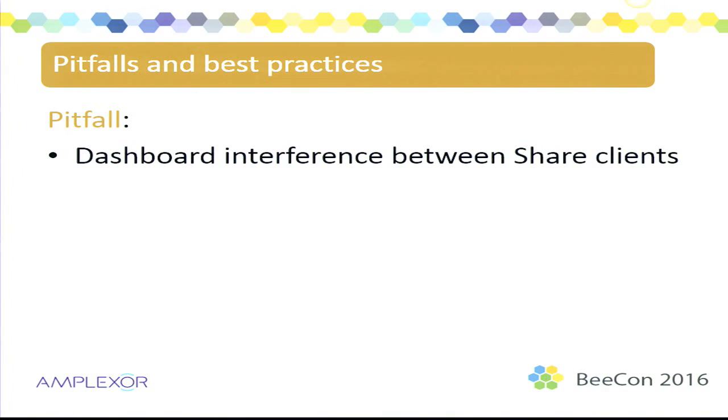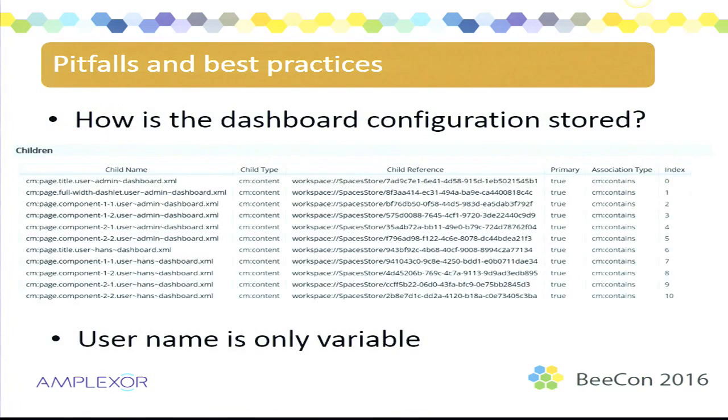Now, what's the pitfall? If you don't do anything, there is going to be an interference between the Share clients. If you make changes to your Share dashboard in the first Share, your second Share will be infected. And if you're using, for example, custom dashlets, the personal dashboard on your second Share might even be corrupt, or you get results you don't expect. So we don't want any interference between the Share clients when it comes to personal dashboards.